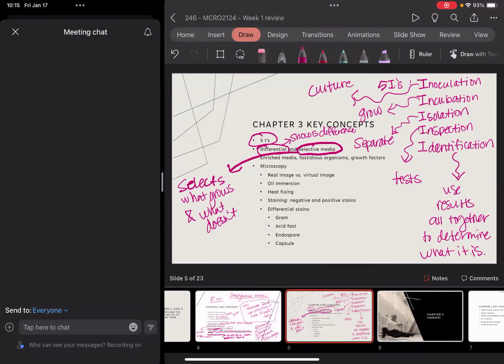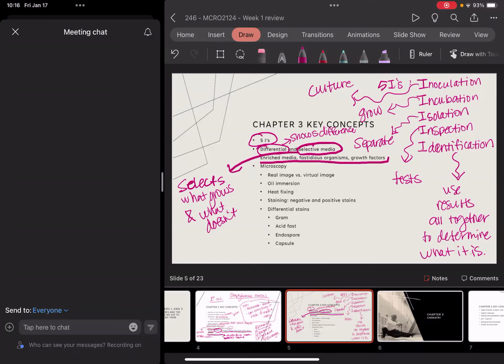And you can have both of those things going on in one type of media. Media is just the stuff that we're growing our bacteria on. That's what the term means. Okay, all right, so here's our next thing that we will talk about: enriched media, fastidious organisms, and growth factors.